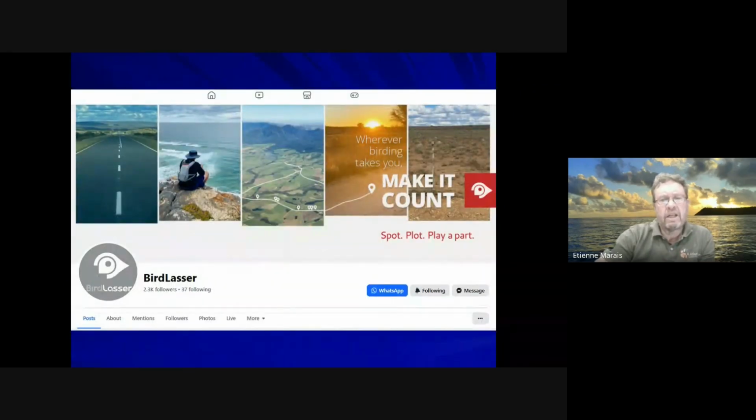So that's BirdLasser. It's a fantastic app. A lot of people I know use it just to record all their birds. Very user-friendly. And the great thing about it is once you've recorded a bird on BirdLasser, you can always go back to that record, find out where it was, the location, everything.